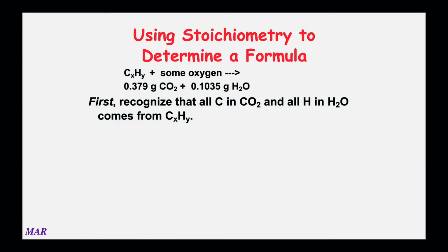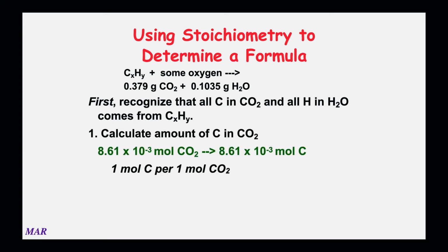All of the carbon in carbon dioxide and all of the hydrogen in water in these problems comes from the hydrocarbon, CxHy. So let's find the amount of carbon in the CO2. If you take that grams of CO2, 0.379, and divide by the molar mass, which is about 44 grams per mole, you're going to get 8.61 times 10 to the minus 3 moles carbon dioxide. And I encourage you to try that on your own just to make sure you're good to go. But anyway, one CO2 has one carbon, so 1 to 1. That means there are 8.61 times 10 to the minus 3 moles of carbon that were burned in that sample. 1 C comes from 1 CO2.